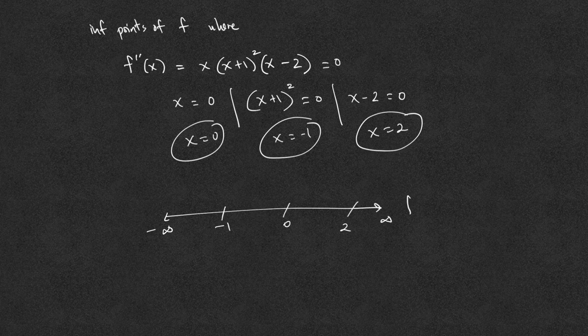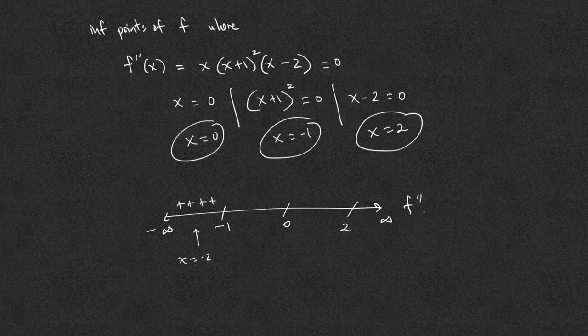And then we test the sign of f double prime. From negative infinity to negative 1, we pick any number, x equals negative 2 for example, and then we plug this into the second derivative. We don't need to test the factor (x plus 1) squared because that factor is always positive. Plug negative 2 into x, we see that this is a negative number, and then negative 2 minus 2 is also a negative. A negative times a negative is a positive number. So f double prime is positive on the interval negative infinity to negative 1.